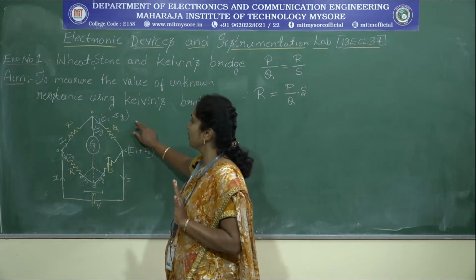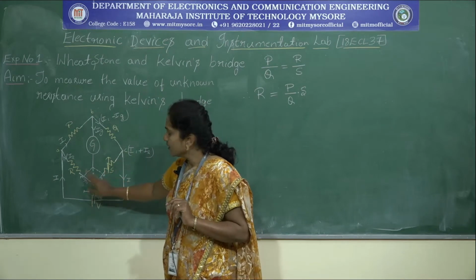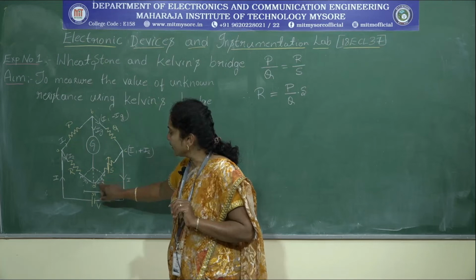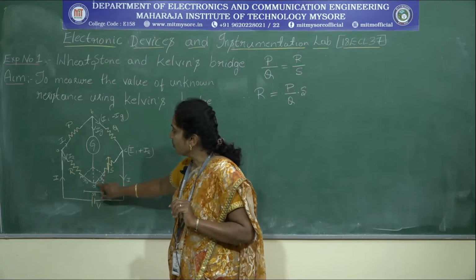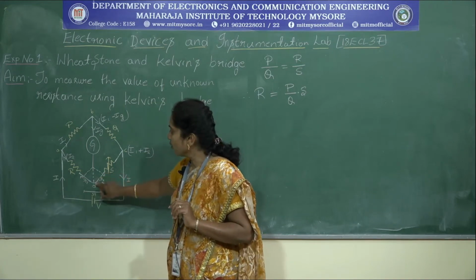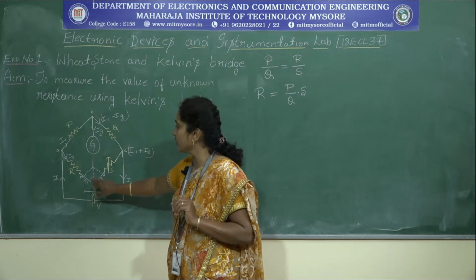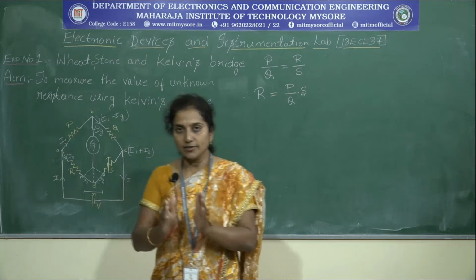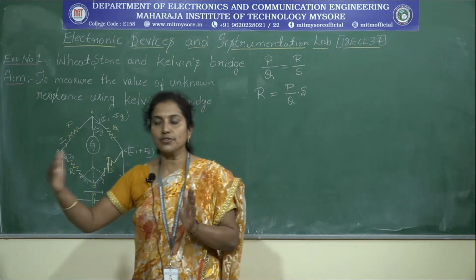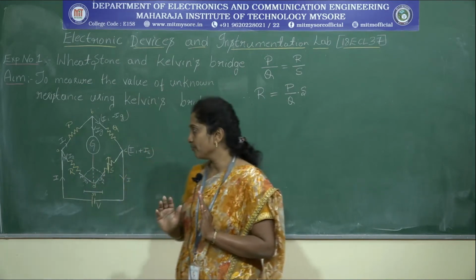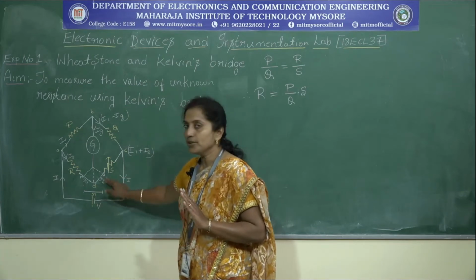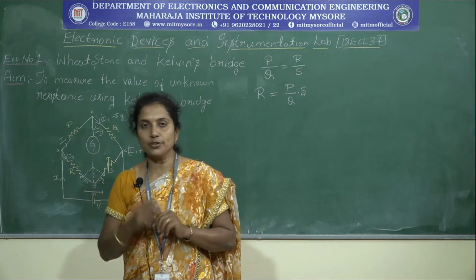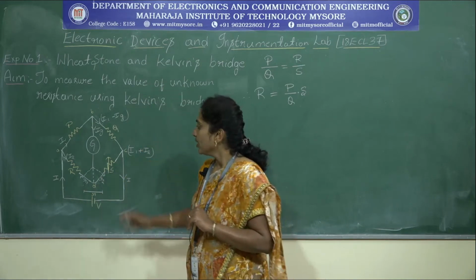With the Kelvin's bridge, see here, the circuit is the same, except that we have taken one copper wire, and that copper wire's internal resistance is going to add to the Wheatstone bridge. Kelvin bridge is the modified version of the Wheatstone bridge. We can find out minute, that is, very small resistance values also.